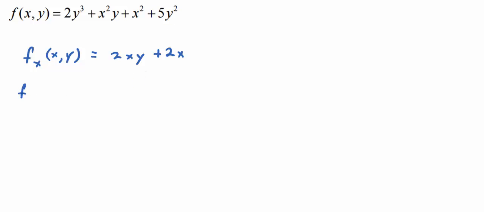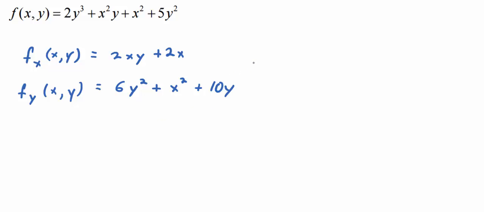And then the partial of f with respect to y becomes 6y squared when we take the derivative of the first term. Second term, just x squared. The third term goes to 0, because x squared is a constant with respect to y. And then the fourth term would become, by the power rule, just 10y.